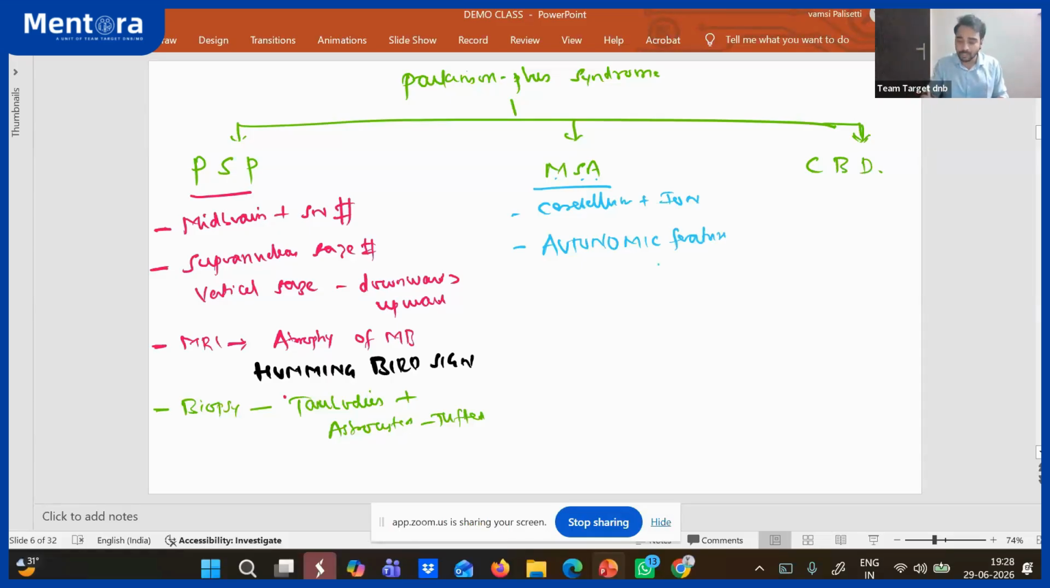Right? In this multiple system atrophy, if the cerebellum is degenerated, that is called MSA-C. If the Parkinson features are more, that is called MSA-P. Simple.